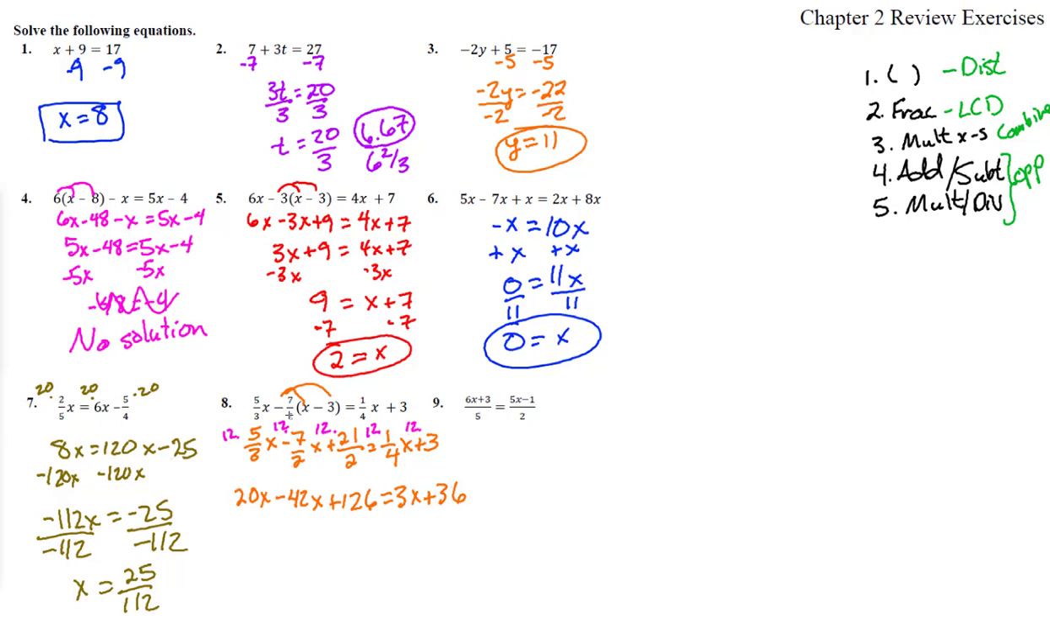Whew, all right. So we just did parentheses, yes. We did fractions, yes. Now we got multiple x's. Let's put them together as best we can. On this side, 20x minus 42x is a negative 22x, plus the 126, equals 3x plus 36.